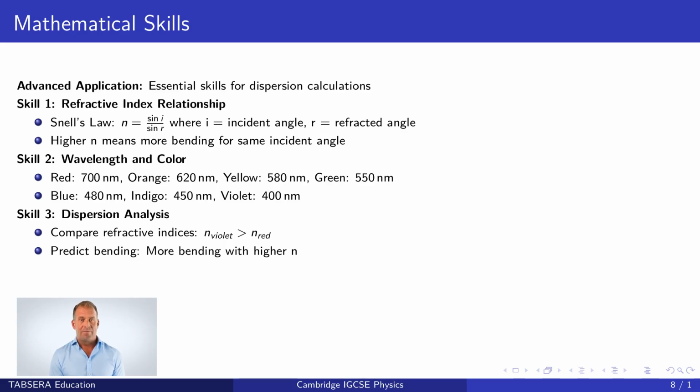Red light has wavelength 700 nanometers, orange 620, yellow 580, green 550, blue 480, indigo 450, and violet 400 nanometers. These values help predict behavior. Third, dispersion analysis. We can compare refractive indices. Violet has higher refractive index than red in glass. This allows us to predict bending. Colors with higher refractive index bend more towards the normal.